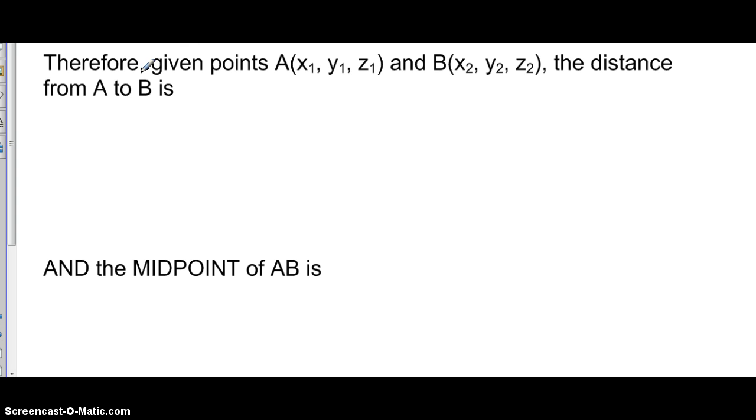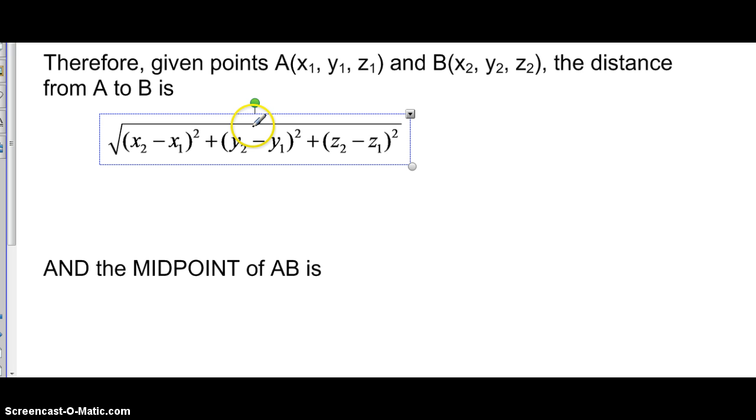Therefore, given point A at x1, y1, and z1, and B at x2, y2, and z2, the distance from point A to B is the square root of the change in x squared plus the change in y squared plus the change in z squared. You can do it in one step, or do it all together by using our formulas.